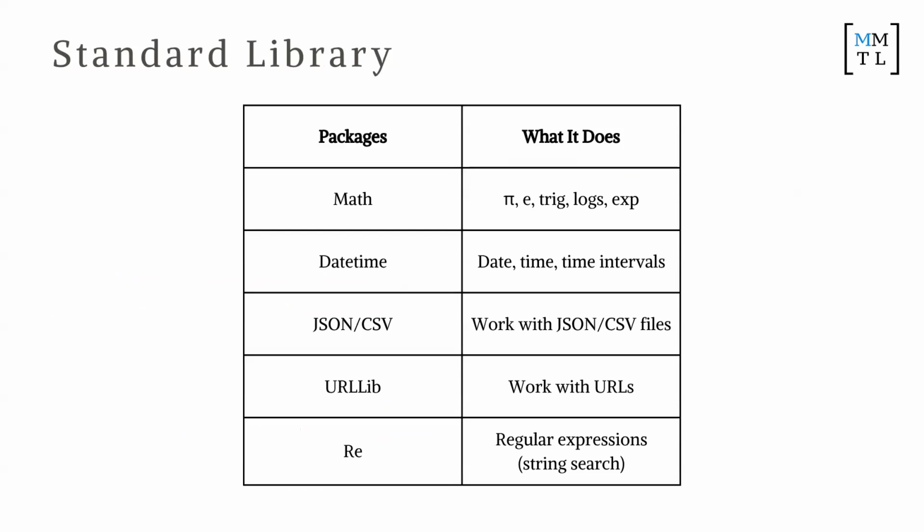Now, in the standard library, there are some really cool libraries that you can start to play with, and again, it's about reading the documentation and understanding how to use them. The first is math. We've dealt with math before. It has pi, e, trigonometry, logs, and exponentials. There's also datetime, which allows you to play with dates and time intervals. JSON and CSV are great for working with JSON files, which are very common in medicine, and CSV files, which are very common in research. urllib allows you to work with URLs, and then re is for regular expressions.